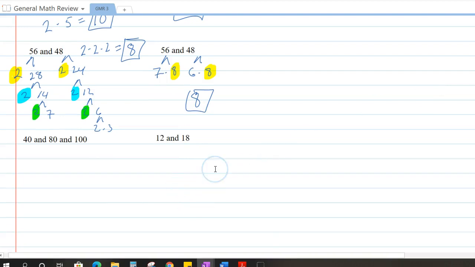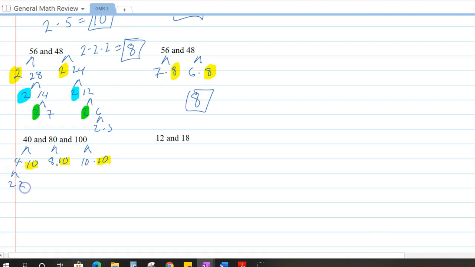Now for multiple problems like this, 40, 80, 100, I'm going to use the fastest method I can. So 40 breaks up into 4 times 10, 80 breaks up into 8 times 10, and 100 breaks up into 10 times 10. So I can stop with the 10s right there. Match, match, match. But what about the 4, 8, and 10? I know they can each be broken down farther, so I should probably keep going with them.